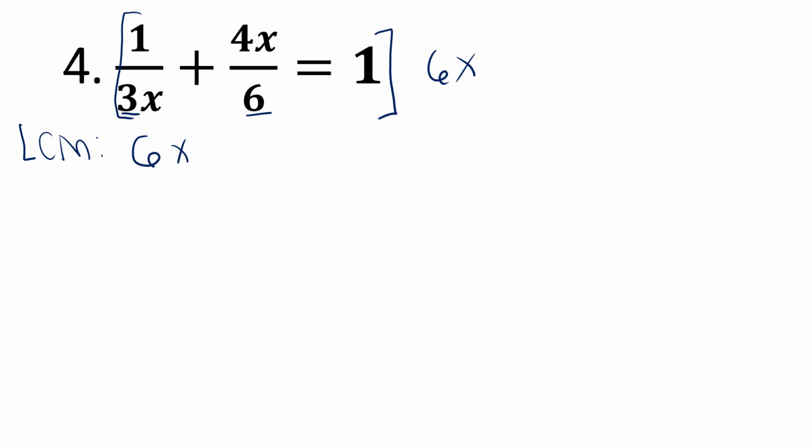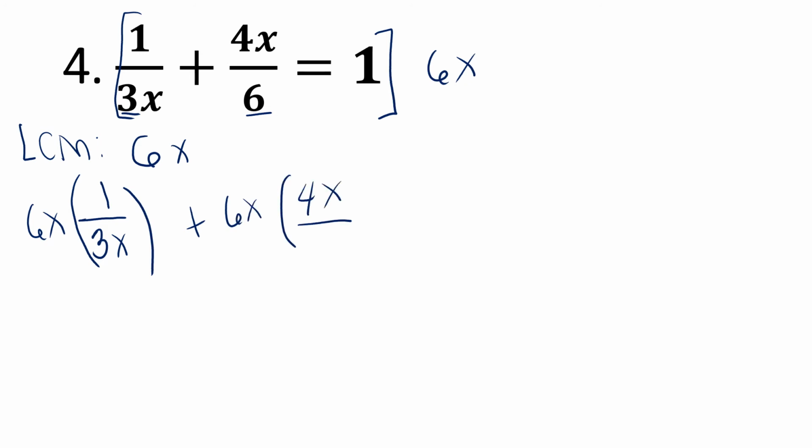So we have 1 over 3x times our LCM, which is 6x, plus the LCM 6x times 4x over 6 equals 1. Our LCM is 6x, so we cancel here our x. Then 6 divided by 3 is 2, times 1, that is 2, plus we cancel here our x.